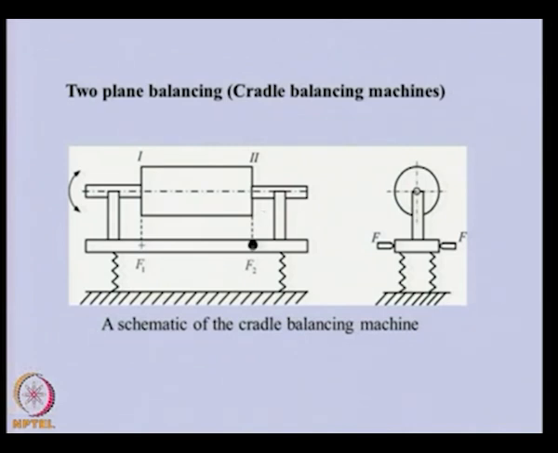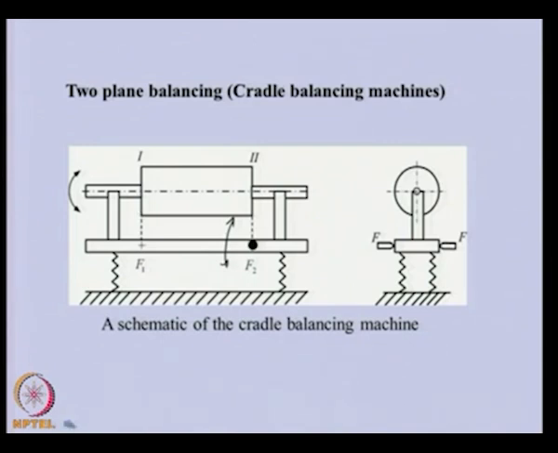When we are fulcruming at F2, then the whole assembly can tilt like this about F2, and in that particular case we can obtain the correction mass for this plane. So, you can see that when we are fulcruming here at F1, we can obtain the correction mass required at plane 2, and when we are fulcruming here at F2, we can obtain the correction mass required at F1.